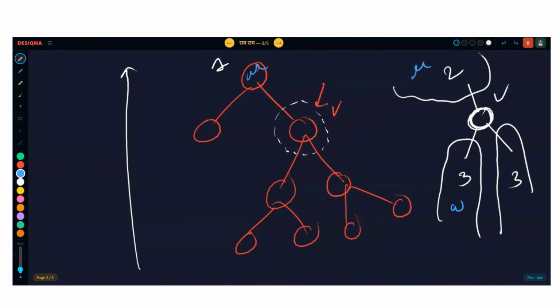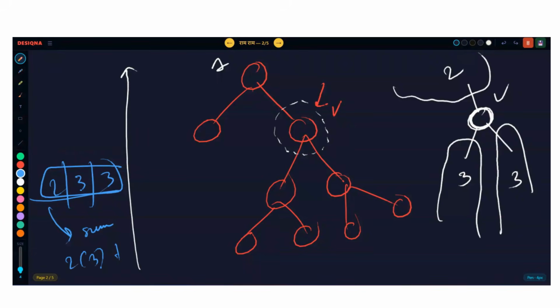6 paths are possible. 6 simple paths are possible from this UVW or this UVW or this UVW, you got the point, right? 6 paths are possible if you consider your U is coming from here, W is coming from here. But if U is coming from here and W is coming from here, then 2 into 3, 6. See this also. That's why we make an array of all the branches like this: 2, 3, 3. And now we will try to find the sum of product of all the pairs, which is 2 into 3 plus 2 into 3 plus 3 into 3.